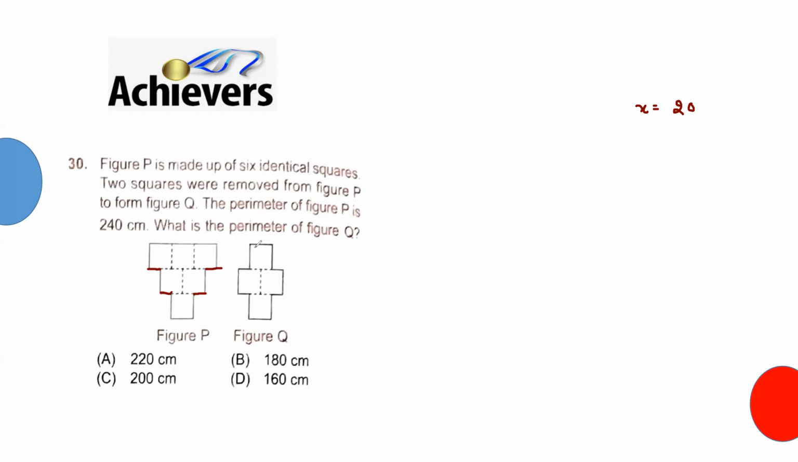Now perimeter of the figure, just see similarly 1, 2, this and this will be 3, 4, 5, 6, 7, this and this will be 8, 9 and 10. So 10 will be how much? Perimeter will be 20 times 10, that gives you how much? 200 centimeter. So you see the questions were very, very interesting, and you can solve the question with very, very ease if your logics are very, very sound.